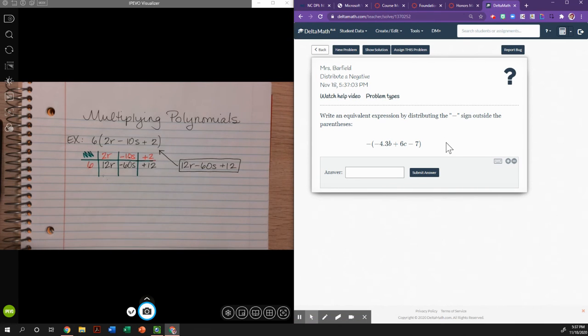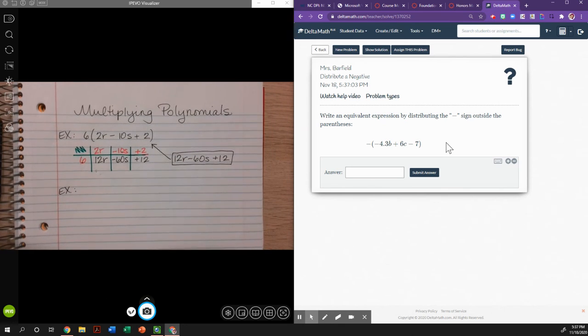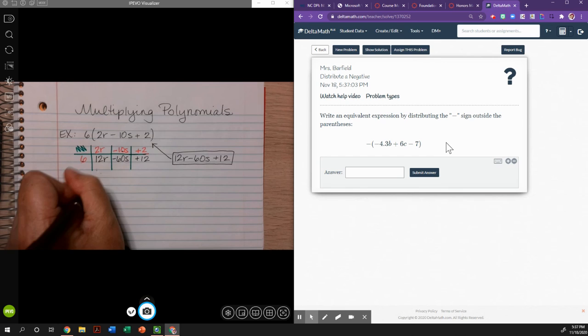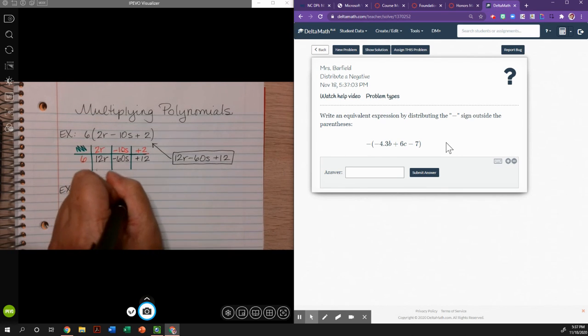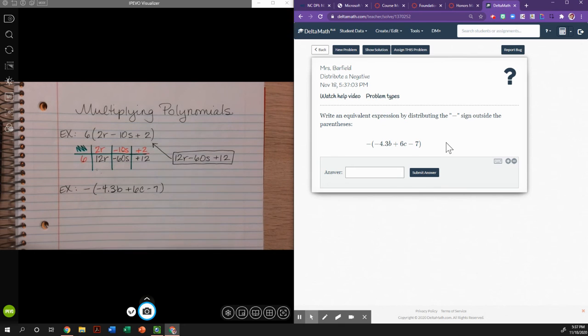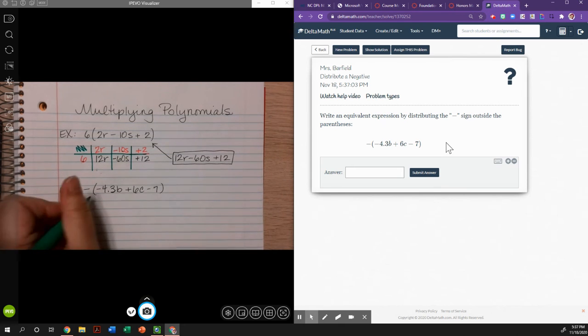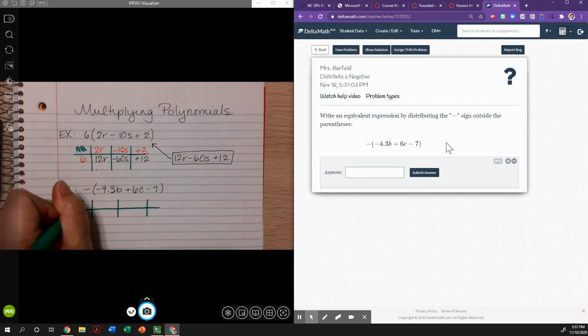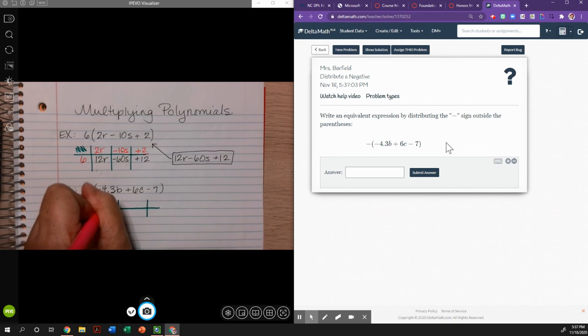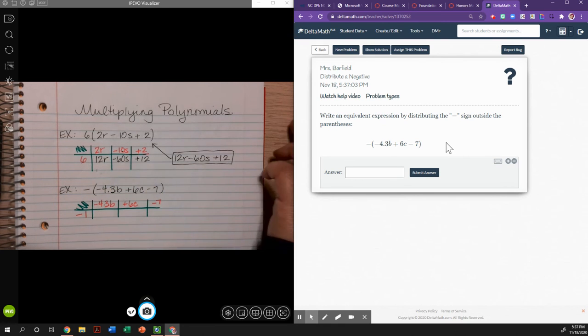And all that is, it's important that you remember how to distribute a negative and that you distribute it correctly. So if I have negative parentheses, negative 4.3b plus 6c minus 7, and if I were to set up that grid just so I can model that, I'm going to put the negative 1 here, and then negative 4.3b, plus 6c, negative 7.